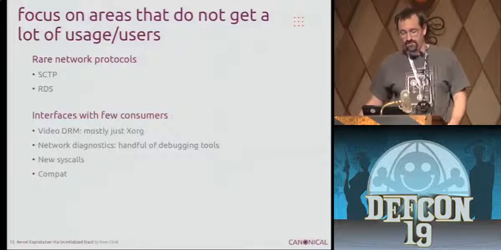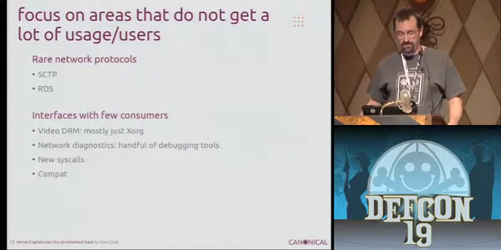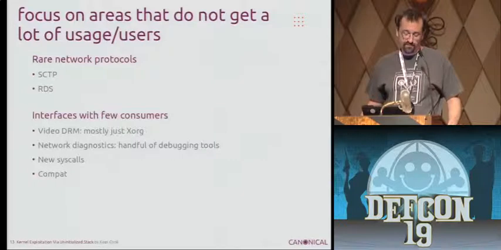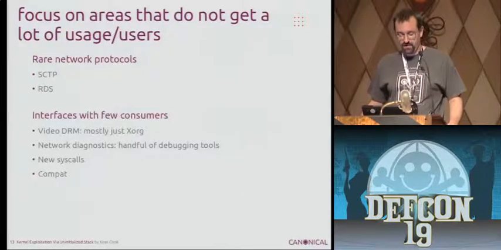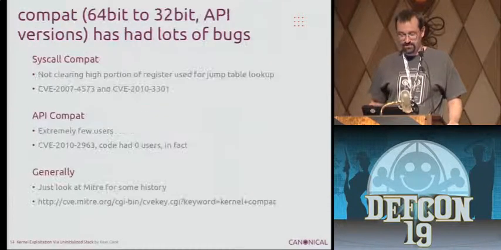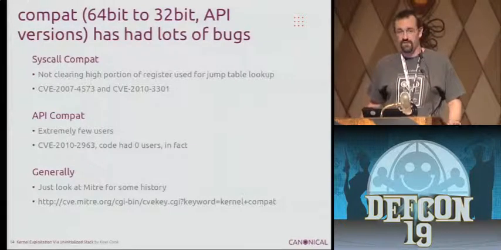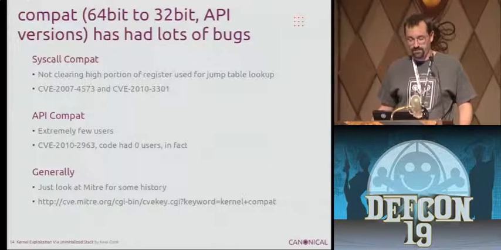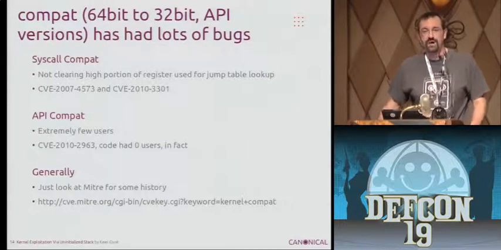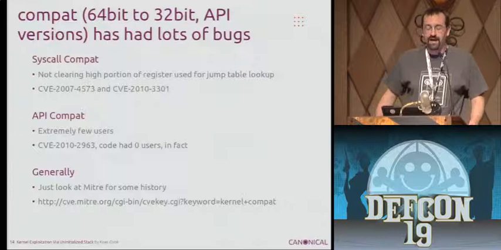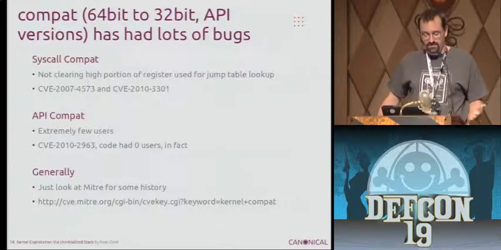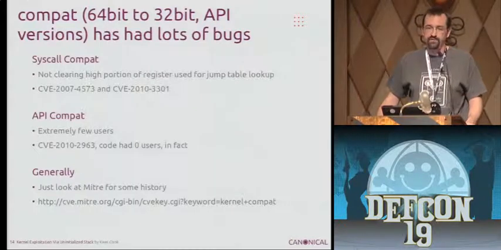So I tried to focus on areas that didn't have a lot of usage or users. There have been plenty of vulnerabilities in rare network protocols or interfaces with not a lot of consumers, especially compat. So when you're dealing with running 32-bit on a 64-bit, or you have different API versions like the Linux video stuff, there's a lot of issues. In fact, the issues are so bad that you have severe problems come back. This CVE that I mentioned, CVE-2007-4573 and 2010-3301, it's the same issue. They just reintroduced it 3 years later.